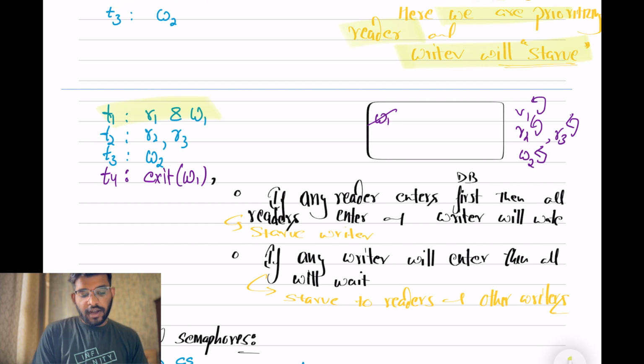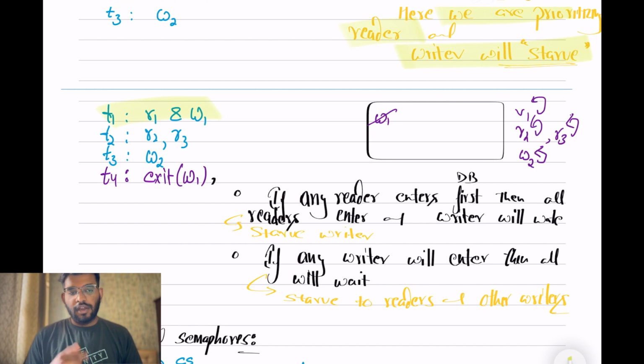If readers just keep on coming, like reader one is there, then reader two comes. When reader two is reading, reader one leaves and reader three comes. But in between, if writer one, W1, arrives, it just keeps on waiting until all the readers leave the book or the library. So in this, we are prioritizing readers and the writer will starve.